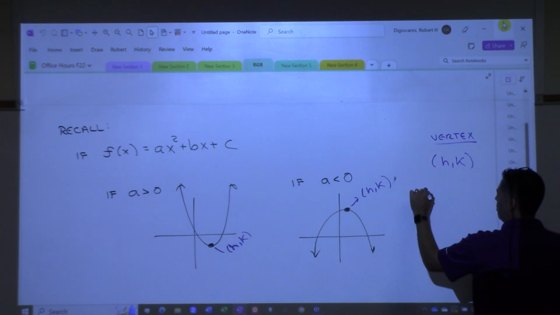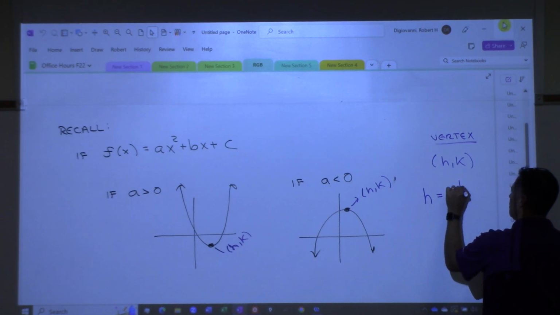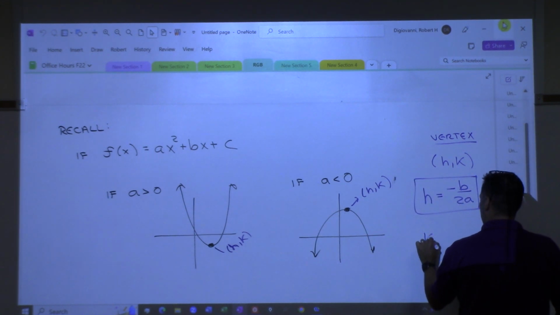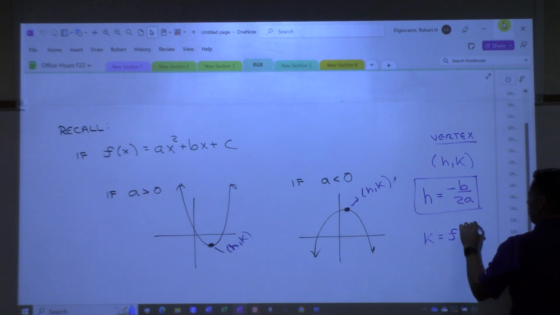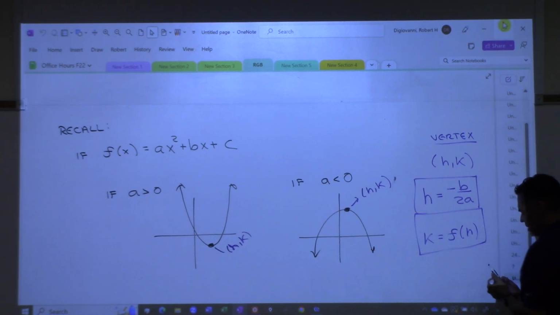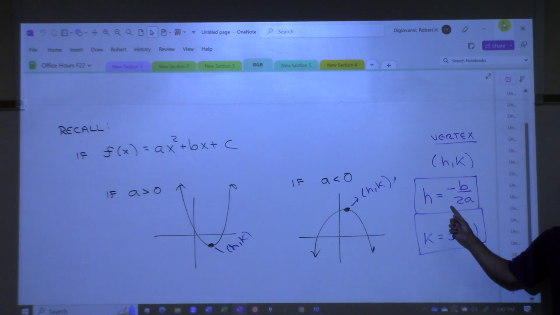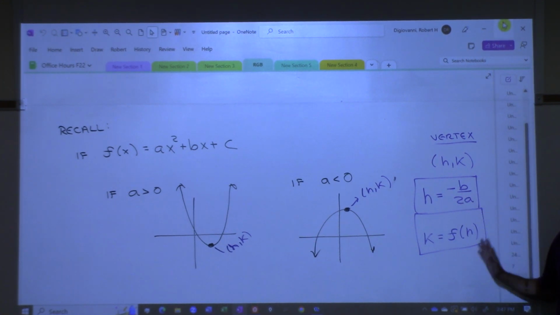And in college algebra, you're given a formula. You're told that h is equal to negative b over 2a. And then to get k, you're told to take that answer and just plug it into your function, and that'll give you k. Well, let's see where this formula actually comes from. You're given that formula in algebra, and then you just accept it and take it on faith, right? So let's see that this formula is actually a gift from calculus, all right?